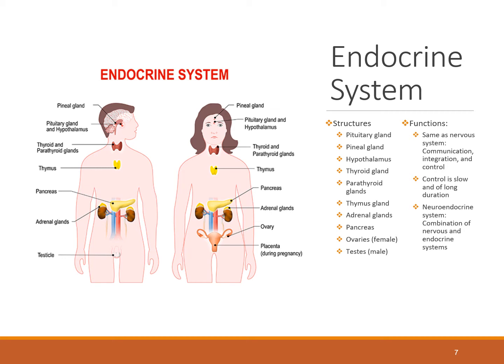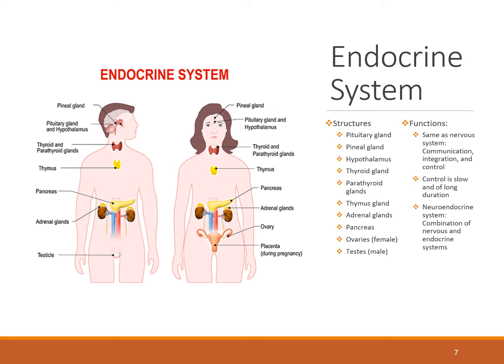And so there's several glands that make up this system, and they're listed here: the pituitary, the pineal, the hypothalamus, the thyroid, the parathyroid, thymus, adrenal glands, pancreas, and the gonads of the male and the female.